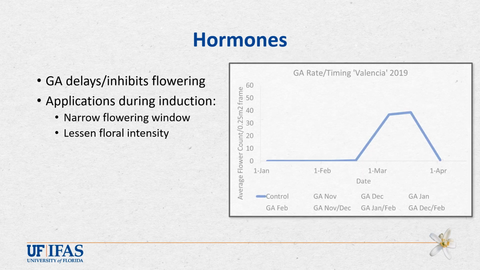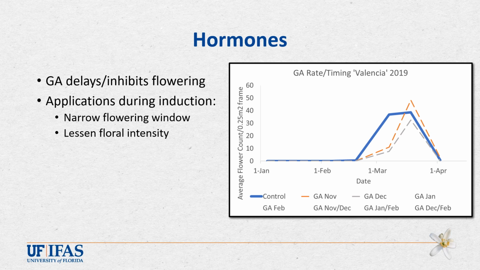In this figure, we will be comparing the flower numbers between multiple different GA applications and an untreated control. The GA applications differ in their timing and in the number of applications. Earlier applications, such as in November and December, tend to narrow the flowering window more so than decrease the intensity, whereas later applications, such as in January or February, tend to greatly decrease the number of flowers without affecting the length of the flowering window. And applying GA 2 times seems to compound these effects.